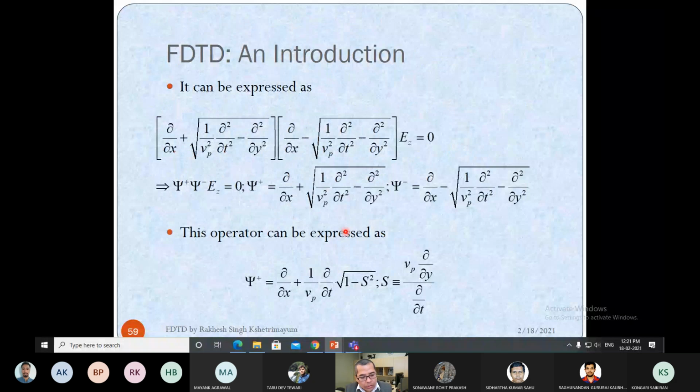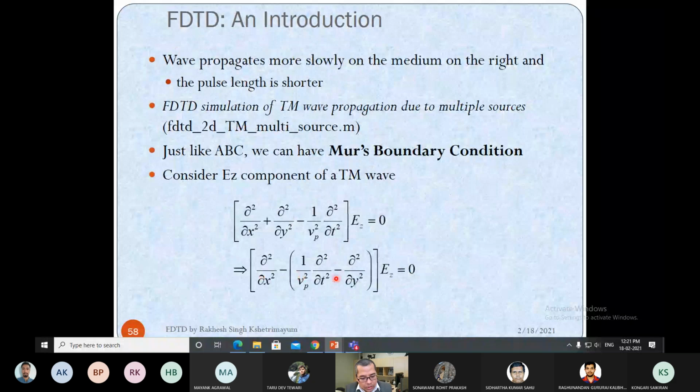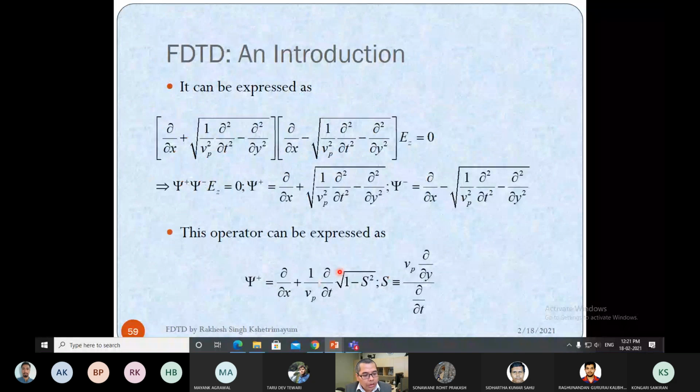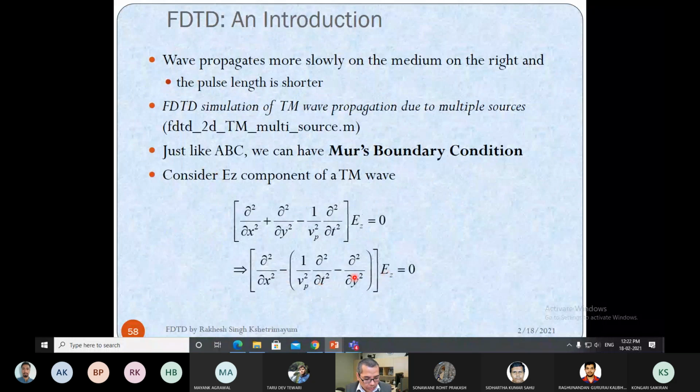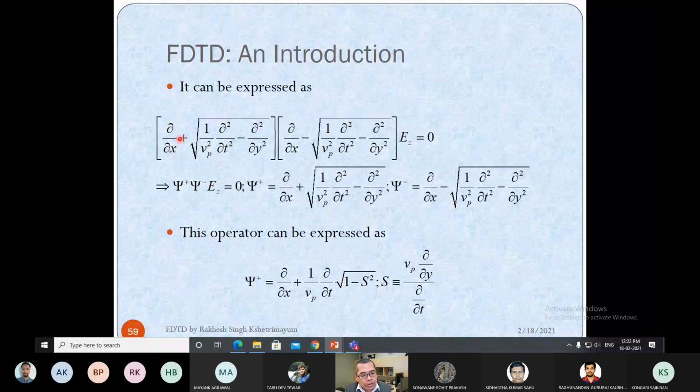Now you can see this looks like a square minus b square kind of thing. So you can write a plus b and a minus b. That's what Moore's approximation does. This operator operating on Ez, you consider as something like a square minus b square, which becomes a minus b times a plus b. So this becomes del by del x plus the square root of 1 by v phase square del square by del t square minus del square by del y square. Only the second term has a sign change; you have a minus sign here.